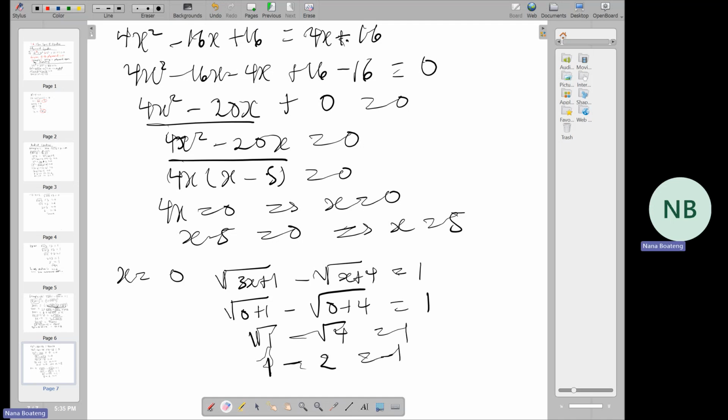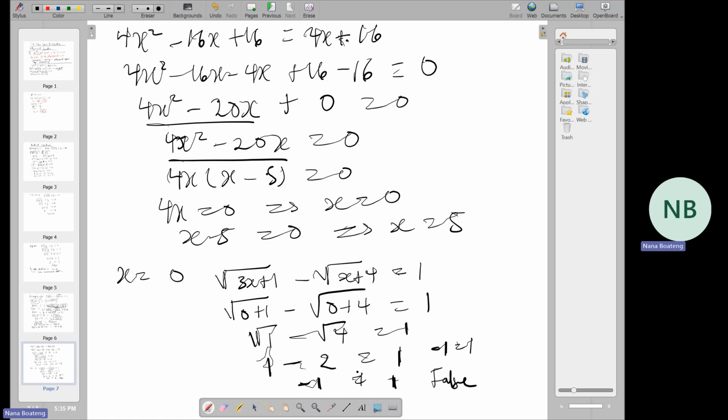This is equal to 1 here. All right, so we can tell that 1 minus 2 is negative 1, and it's not equal to 1, right? So the solution x is equal to 0 is false. Negative 1 equal to 1 is false. So we can tell that x is equal to 0 is an extraneous solution.